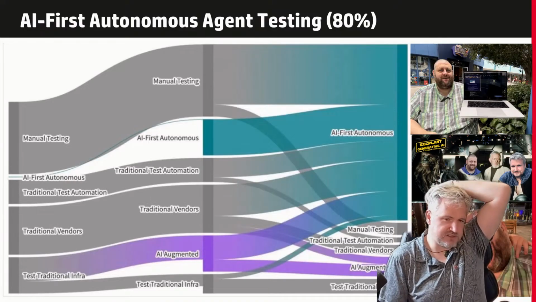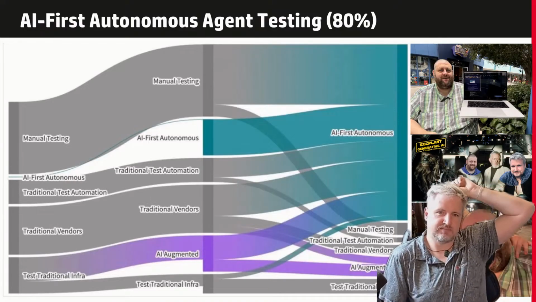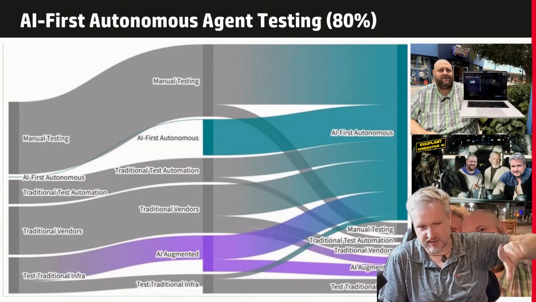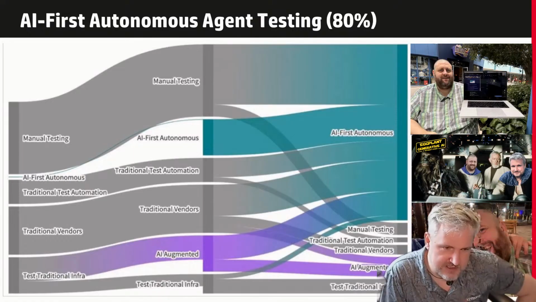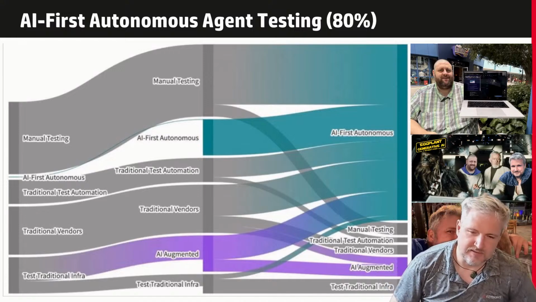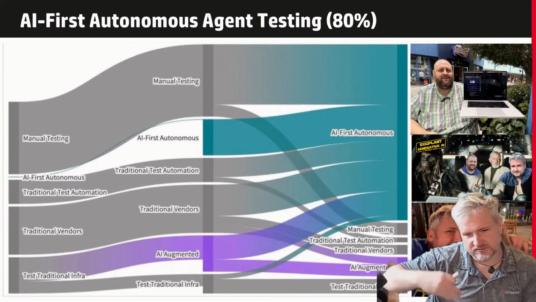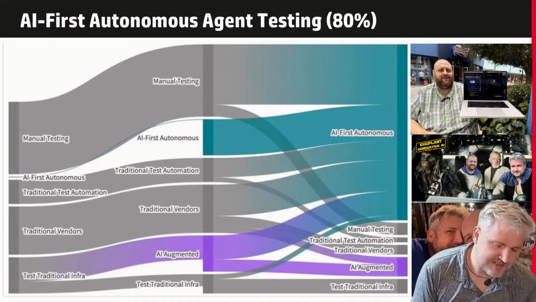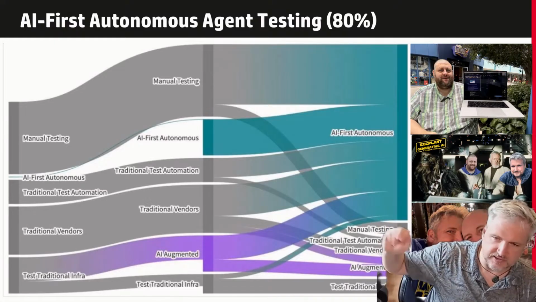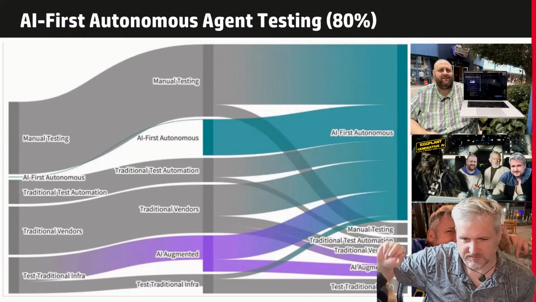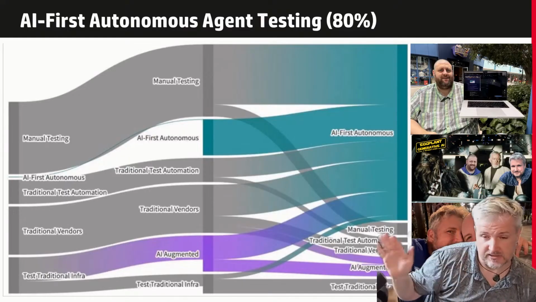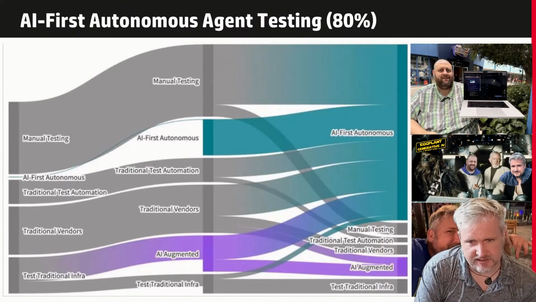But there was this original concern: what's that going to do to manual testing? What's that going to do to traditional test vendors, infrastructure and all this other stuff? The real world is that yes, there's going to be a lot of these AI-first autonomous AI agents, whatever you want to call them, testing agents, but there'll still be the same amount of manual intervention.